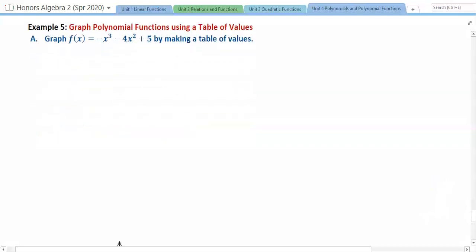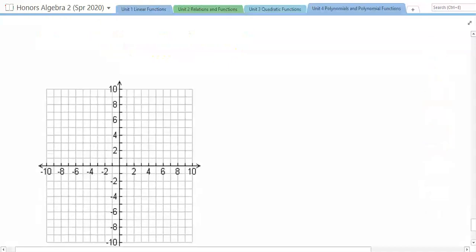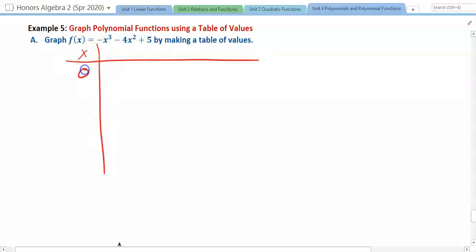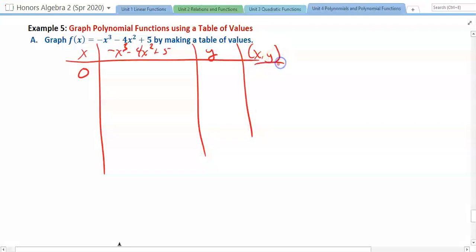And so example 5, graphing the polynomial using a table of values. We've got f of x equal to negative x cubed minus 4x squared plus 5 by a table of values. And you'll see I've got a graph down here at the bottom for us to look at. So let's set up a table. And I'm going to start at 0 because that's the easiest thing to deal with. And then we'll go towards the positives, and then we'll come back to the negatives in a minute. And so there's my y, and of course this will become the ordered pairs that we're going to plot on the graph.